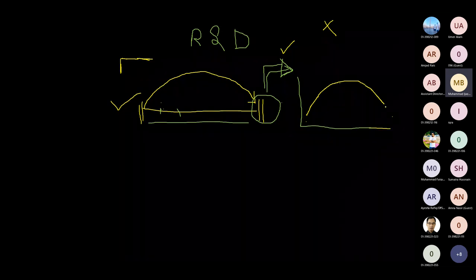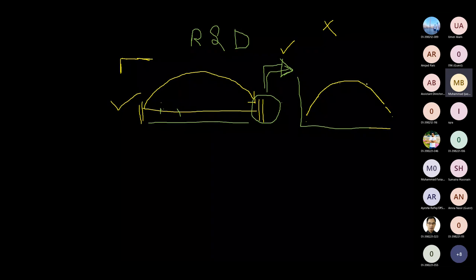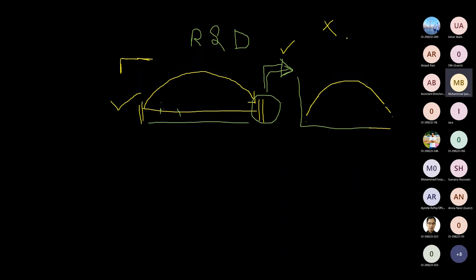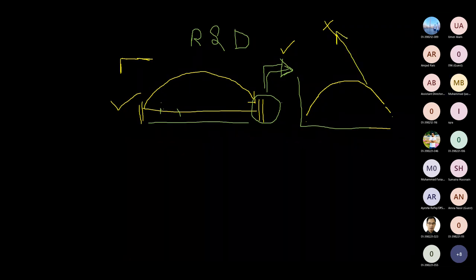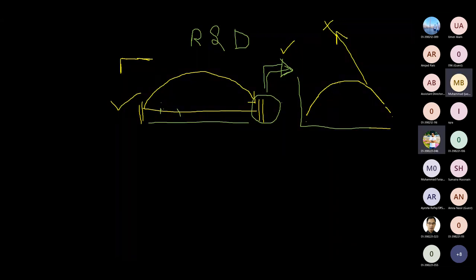So here, the introductory stage, the growth stage, then the maturity stage, and then the decline stage, all these stages combined together is called as the product life cycle. Is it clear? Yes, sir. Okay, right.